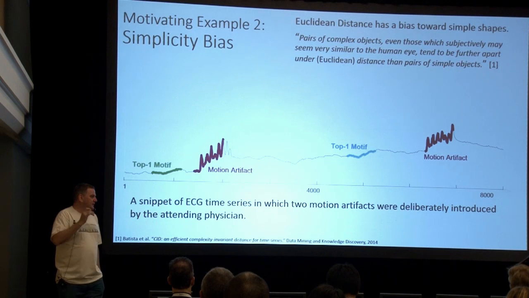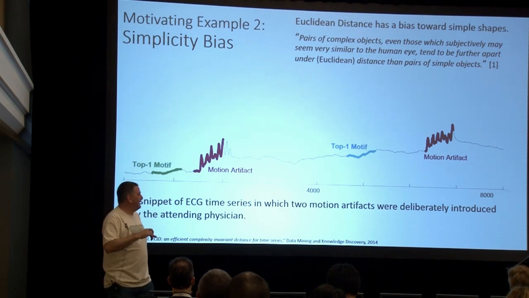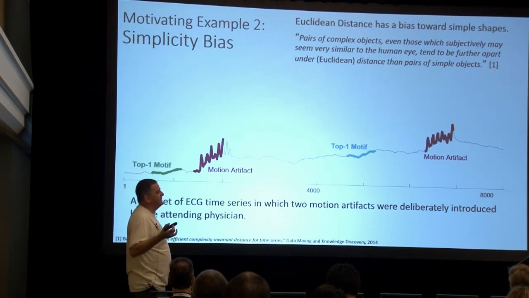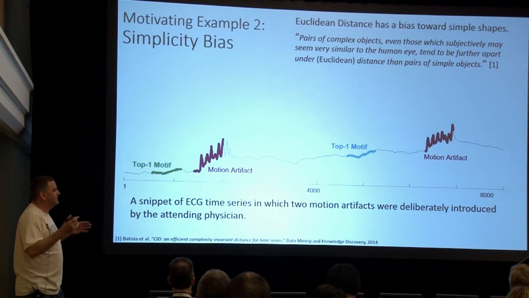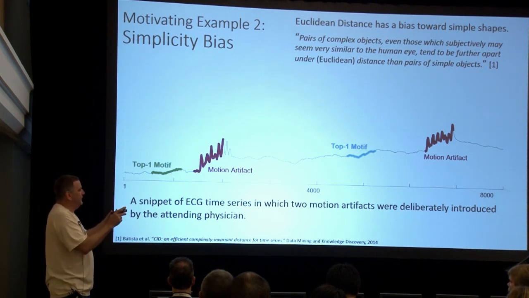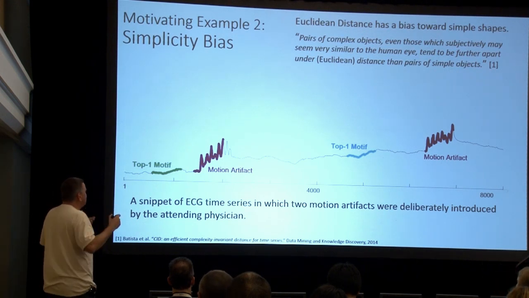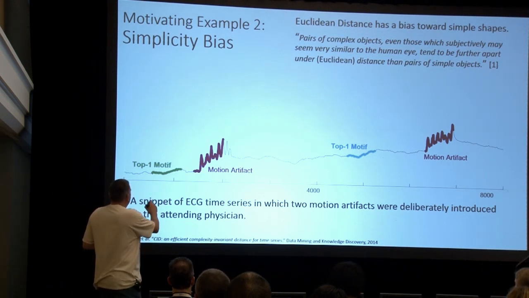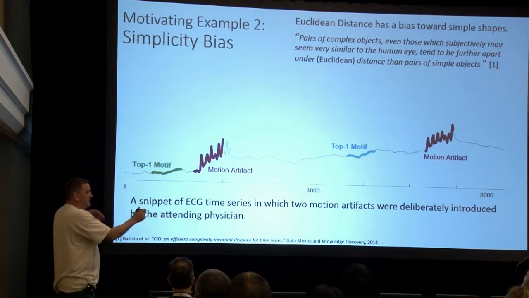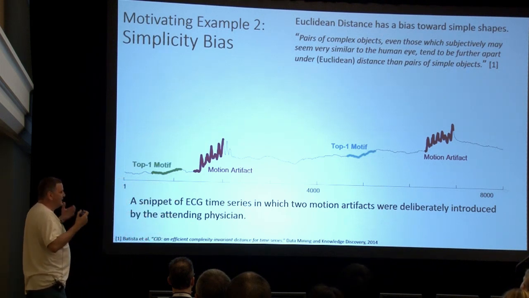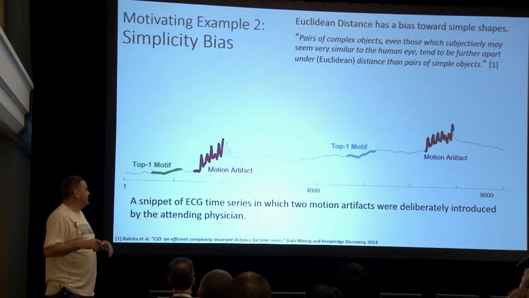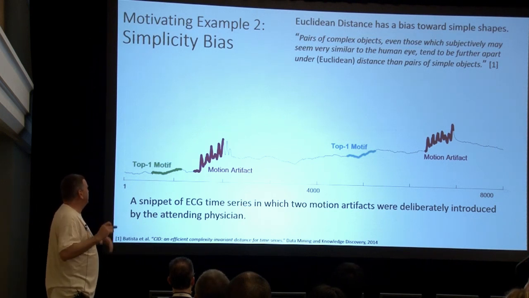The reason is understood. It isn't a problem with the motif discovery algorithm per se, it's a problem with Euclidean distance. Euclidean distance is biased towards finding simple patterns similar more than complicated patterns. I want to get past that bias and say, I don't care about the simple stuff, show me the complicated stuff that's similar. Once again, how can we do this? And once again, we'll see in a moment, it's going to be very, very easy with the annotation vector.